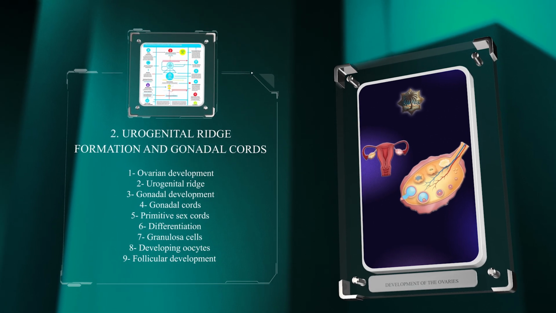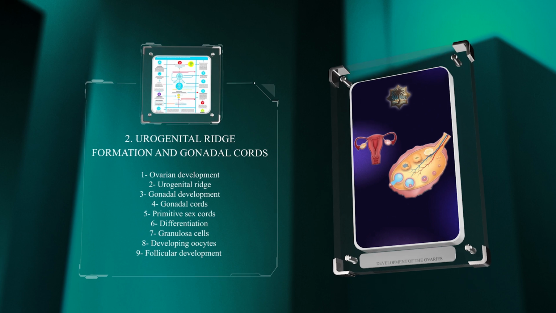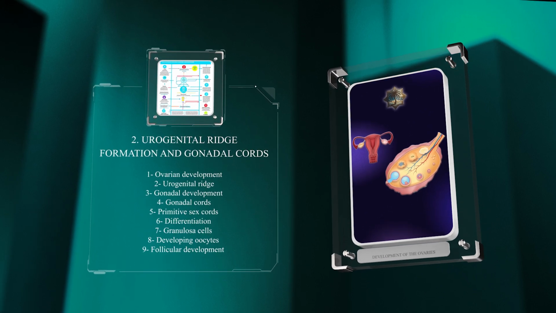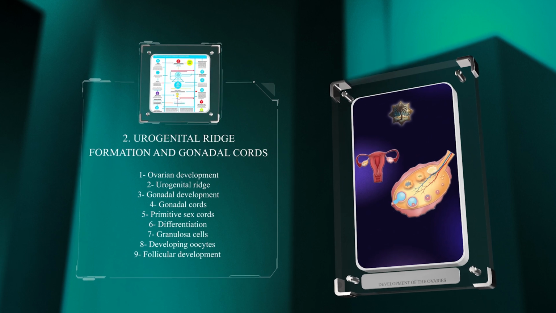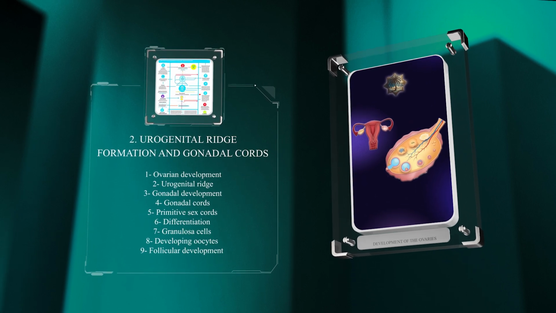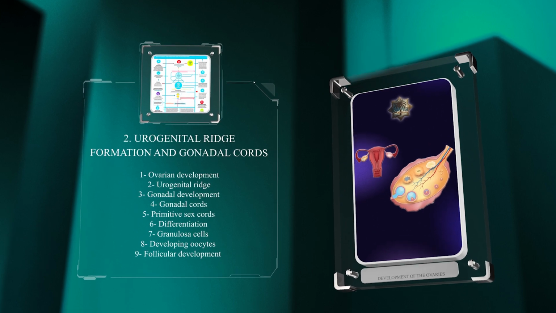In the early stages of ovarian development, the urogenital ridge forms from the condensation of mesenchyme. This structure provides the foundation for further gonadal development. The gonadal cords, which consist of primitive sex cords, originate from the urogenital ridge. These cords will later differentiate into granulosa cells that surround and nurture developing oocytes. The early gonadal cords serve as the groundwork for follicular development.